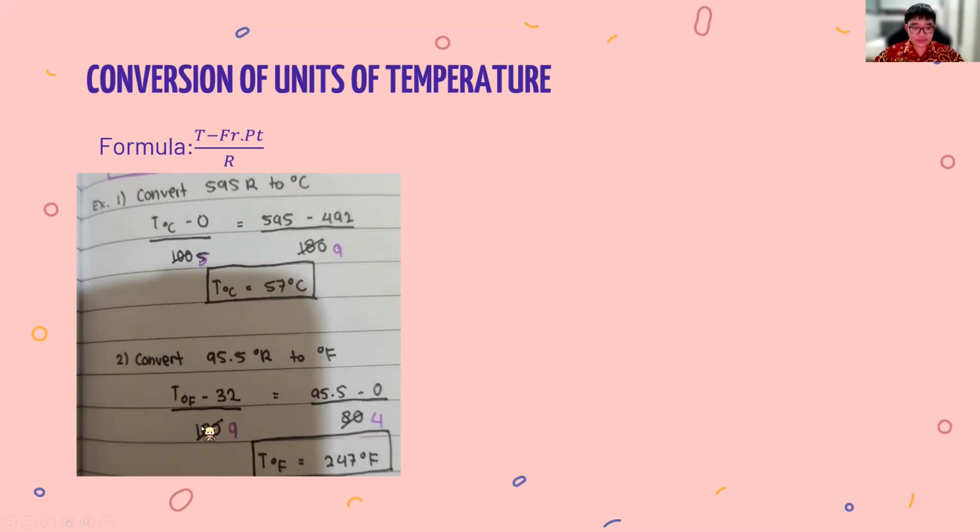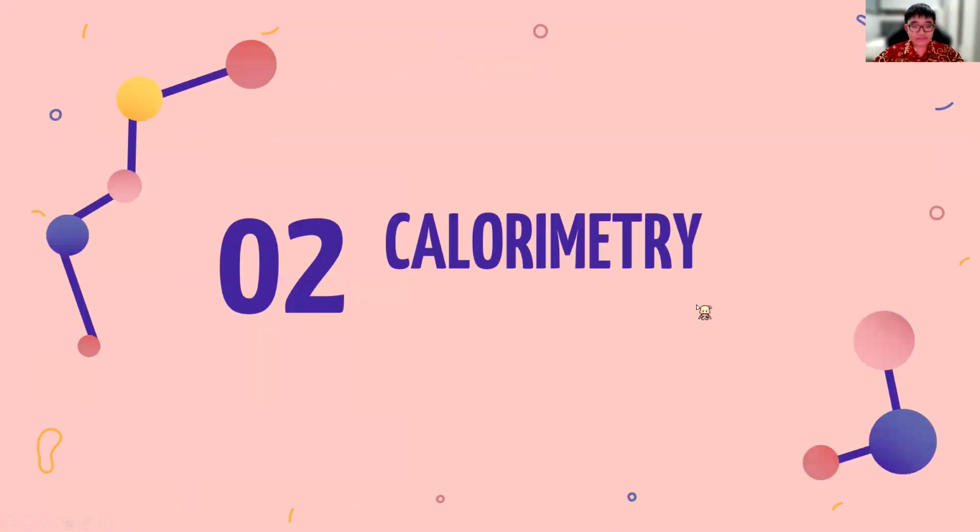And it is using the same formula, which is for the Fahrenheit, it is unknown. So we just put T minus 32, which is the freezing point, over 180, which is the range. This is equal to 95.5, which is equal to temperature minus 0, which is the freezing point, over 80, which is the range, with a temperature of 247 degrees Fahrenheit.